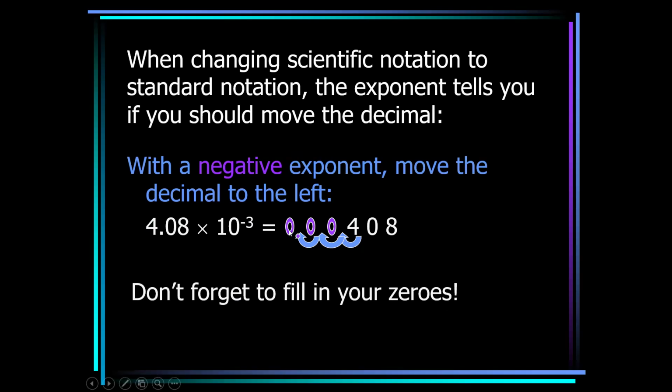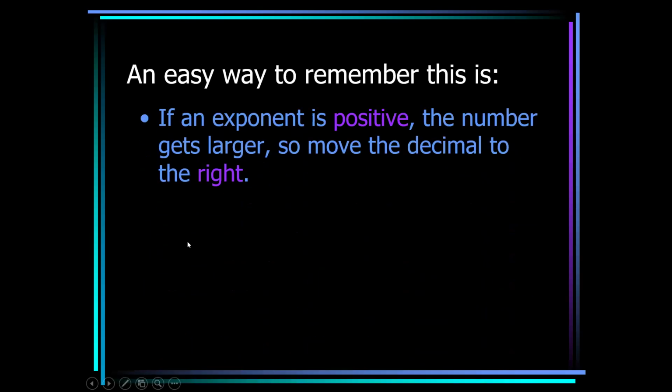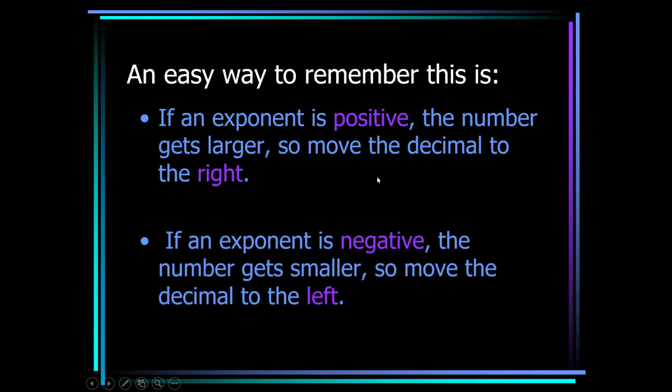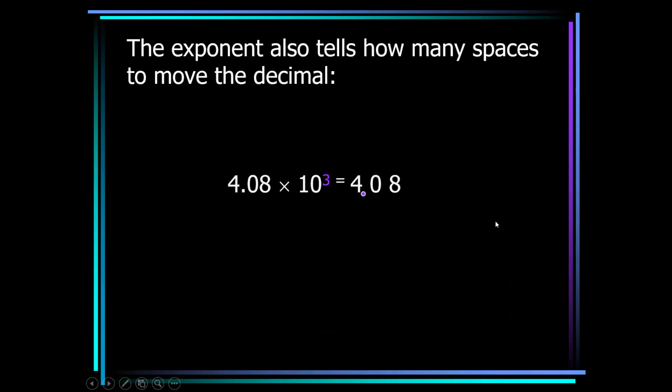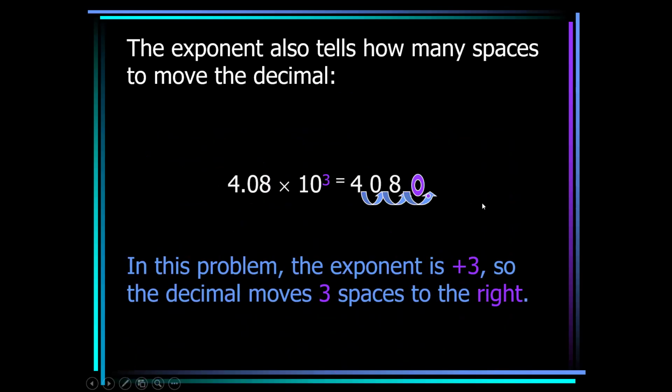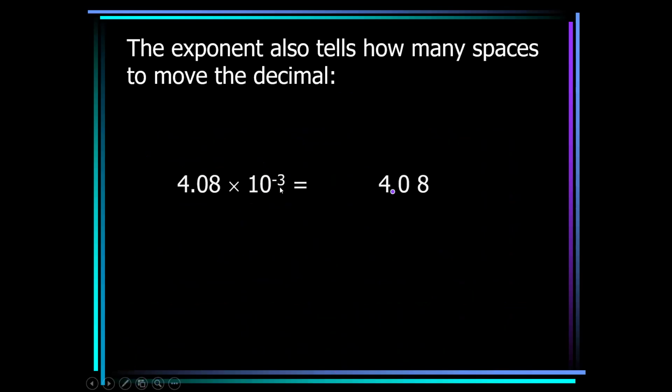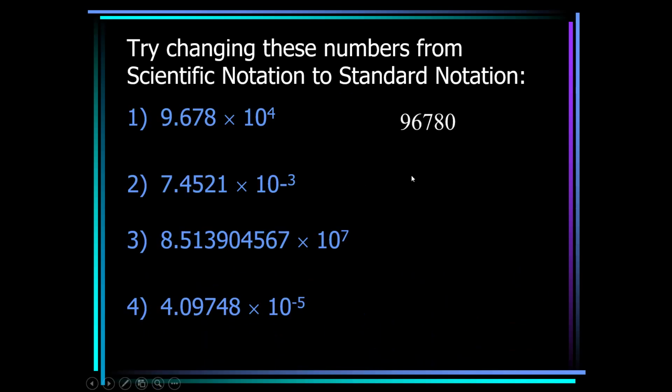There you go. Okay. Now, an easy way to remember: exponent positive going right, negative going left. The exponent tells you how many steps, right? 3 steps. Okay, going right by 3 steps. There you go. Here, going left by 3 steps because it's negative. Okay, it's the same. Now, try changing this number from scientific notation to ordinary number.